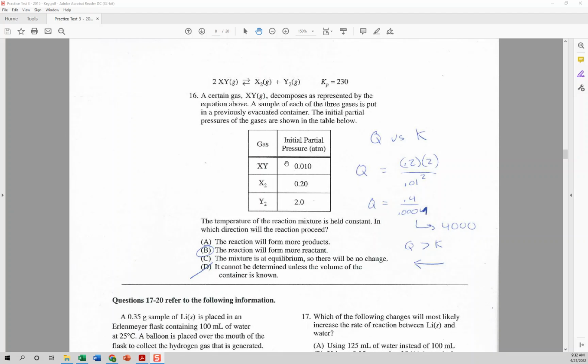All right, so we're going to do a Q calculation. We have 0.2 times 2 on top. The coefficient's 1, the coefficient's 1, so we don't have to square anything or cube anything. But this coefficient's 2, and so it would be 0.01 squared on the bottom. And this is where it gets iffy. We've got to do the math. So 0.2 times 2 is 0.4, but 0.01 squared is 0.0001. And when you do 0.4 divided by 0.0001, you get 4,000. So Q is greater than K. We have too many products. The reaction is going to shift to the left to produce more reactants, so B.